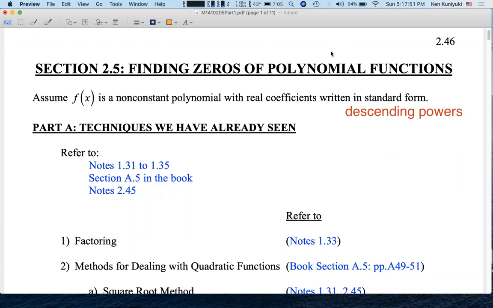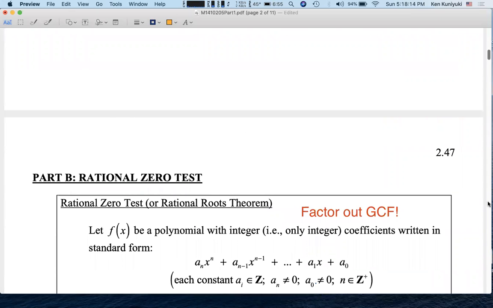Hi everyone. In section 2.4, we found complex zeros for quadratic functions. Now in section 2.5, we're going to find complex zeros for higher degree polynomial functions. For now, we'll typically assume that f of x is a non-constant polynomial with real coefficients and written in descending powers. We'll go straight to an example we saw back in 2.3.